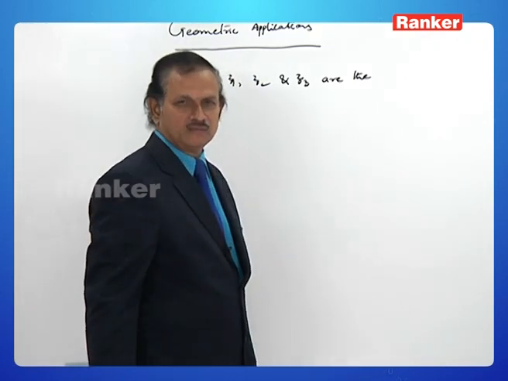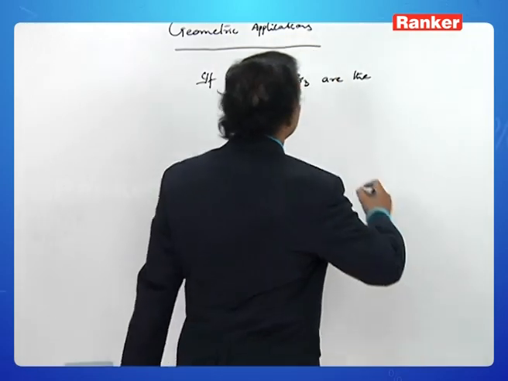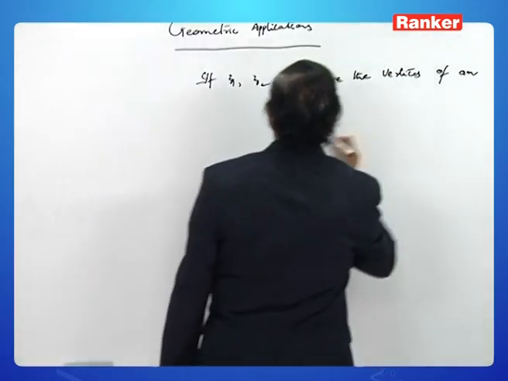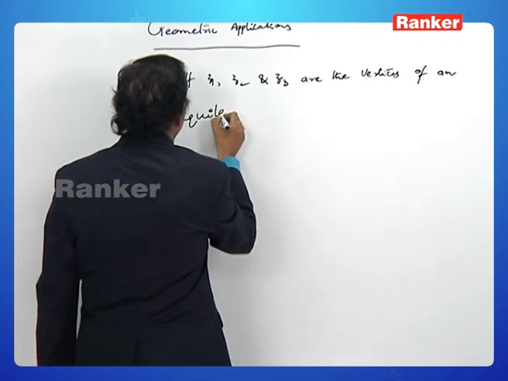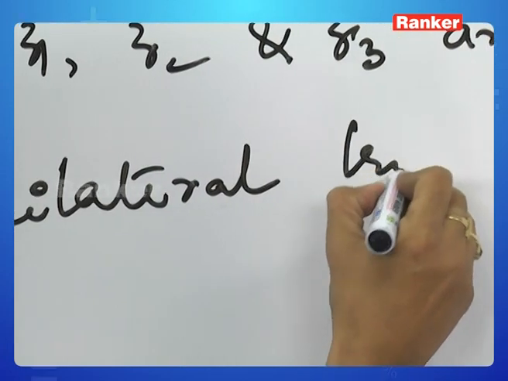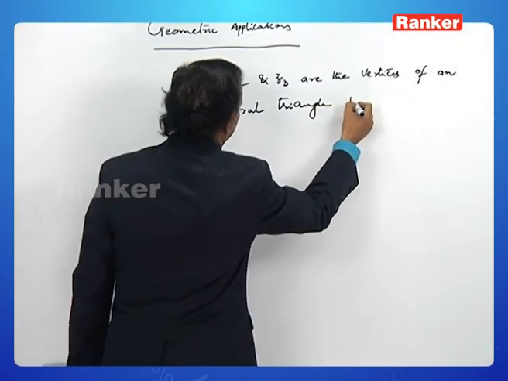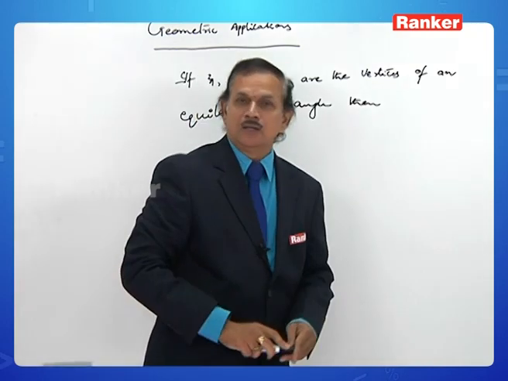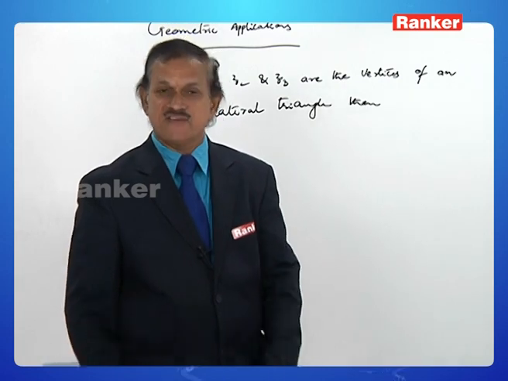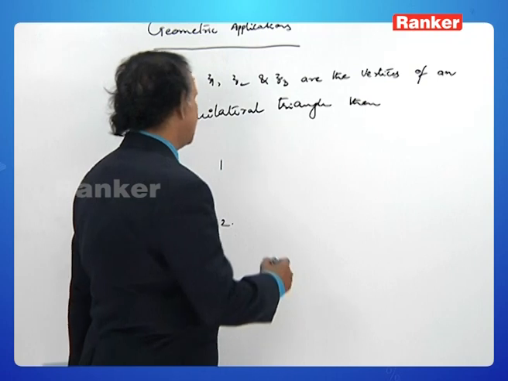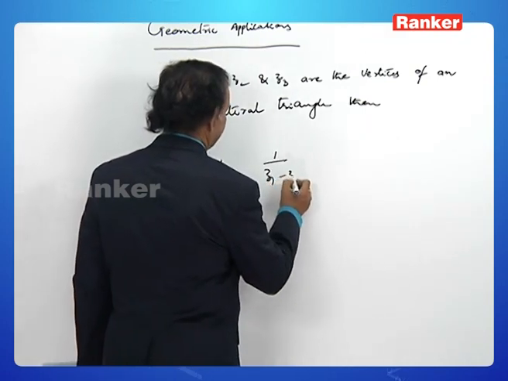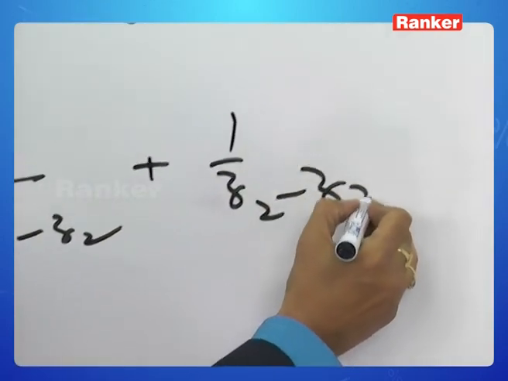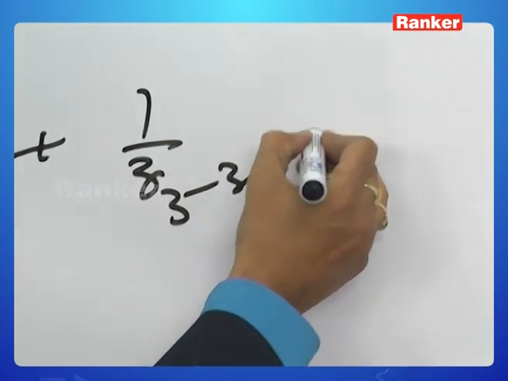If z1, z2 and z3 are the vertices of an equilateral triangle, a symmetric result, a useful result, a famous result regarding the vertices of an equilateral triangle, we are going to learn: 1/(z1 - z2) + 1/(z2 - z3) + 1/(z3 - z1) = 0.